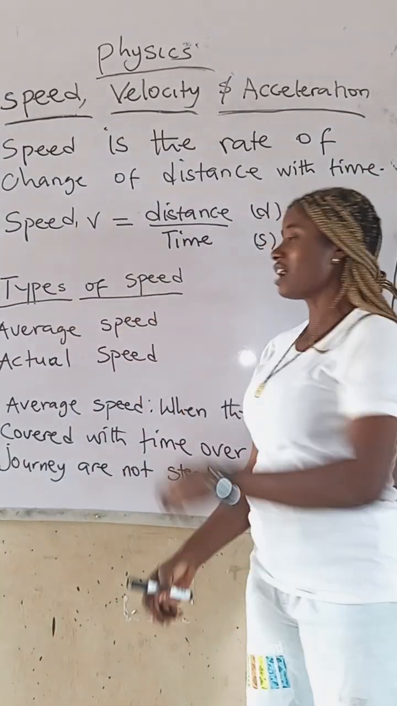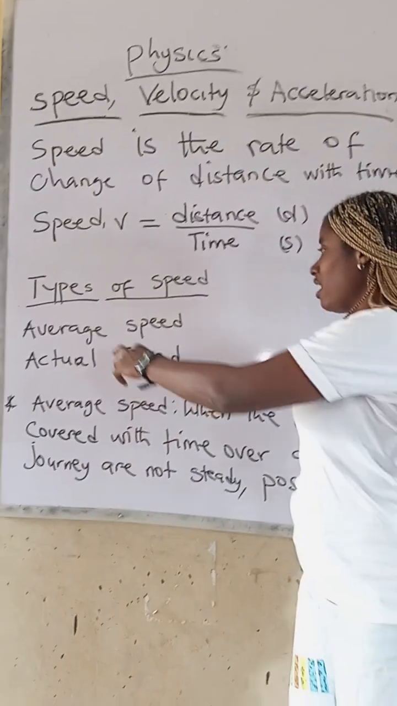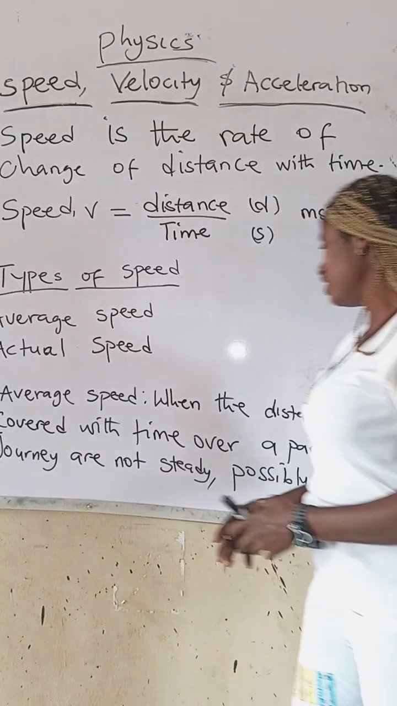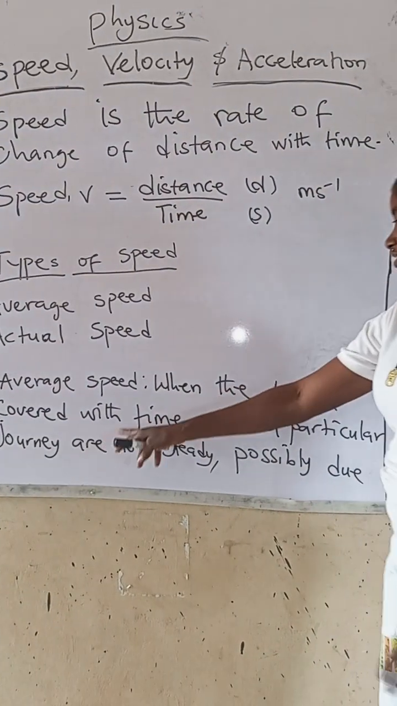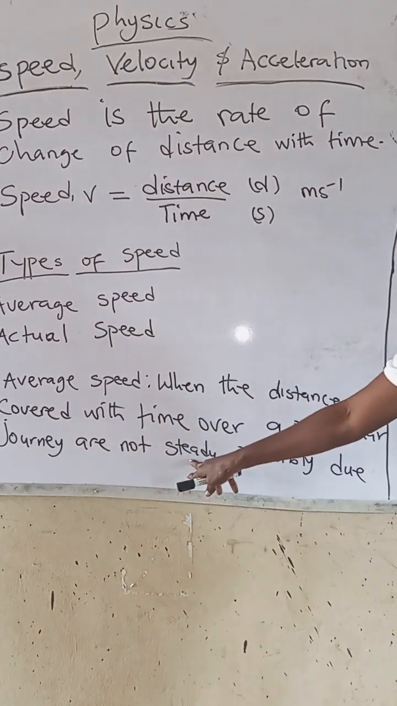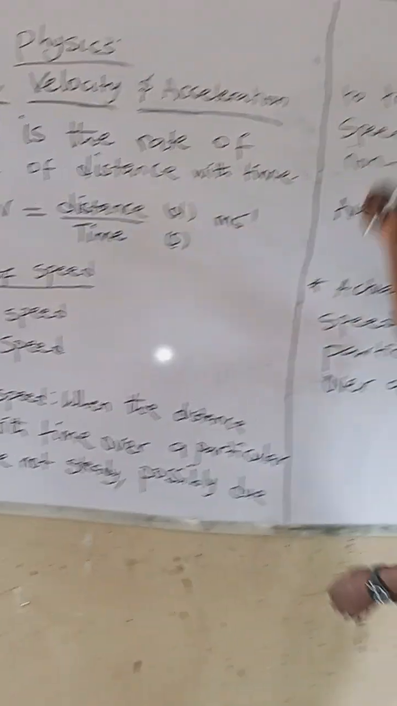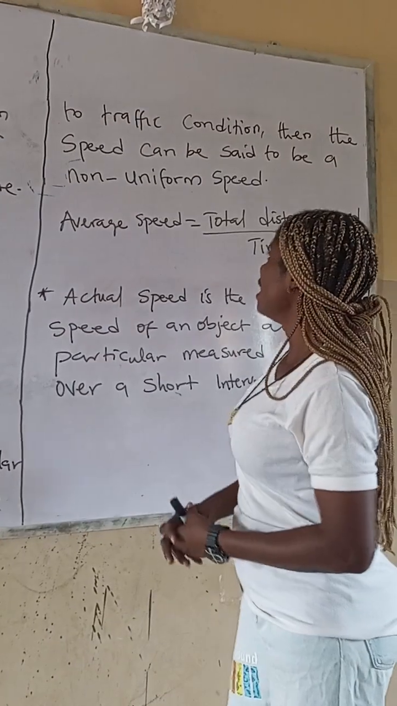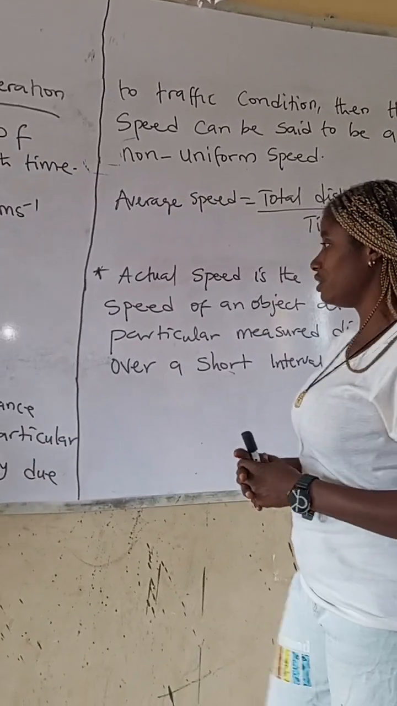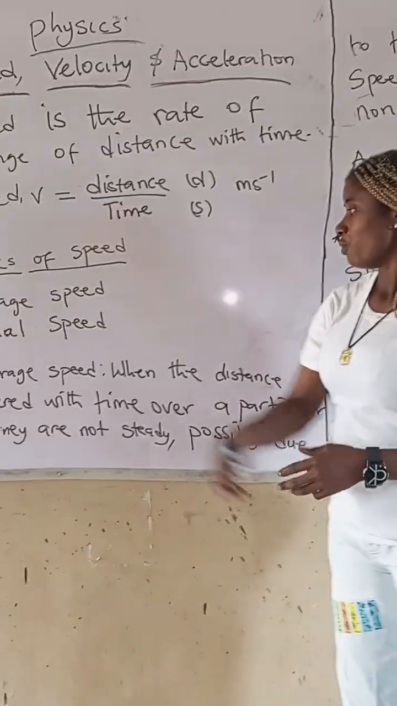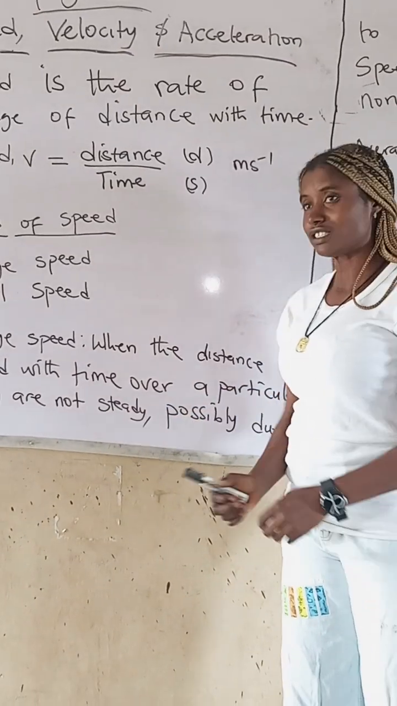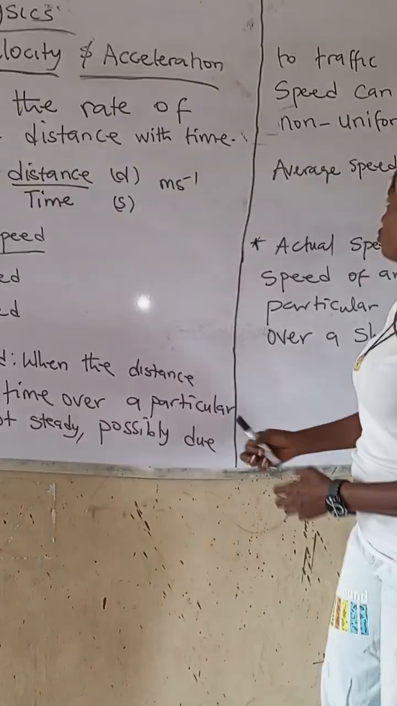And we also have types of speed. We have average speed and actual speed. When you talk about average speed, the distance covered with time over a particular journey is not steady, probably due to traffic condition, then the speed can be said to be a non-uniform speed. In this average speed, what you are concerned with is this main point: not steady, and also possibly due to traffic.